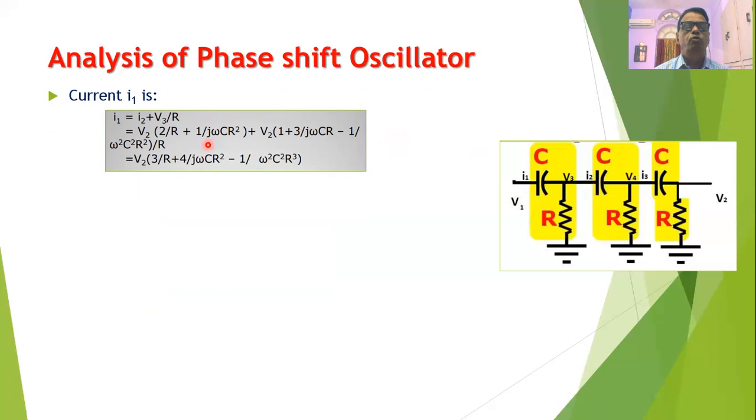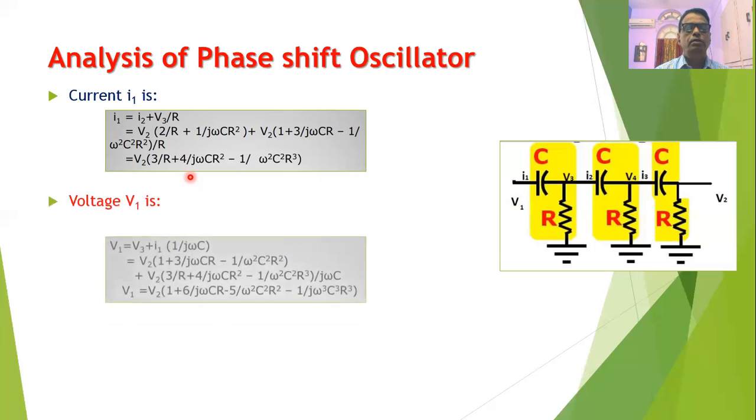We can rewrite this equation: I1 is equal to V2 in the bracket 2 upon R plus 1 upon j omega CR square, plus V2 in the bracket 1 plus 3 upon j omega CR minus 1 upon omega square C square R square, divided by R. So I1 can be written as V2 in the bracket 3 upon R plus 4 upon j omega CR square minus 1 upon omega square C square R cube.